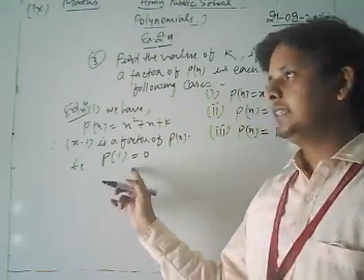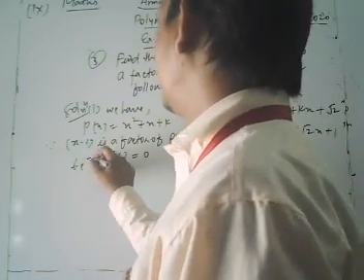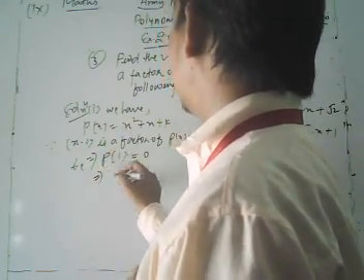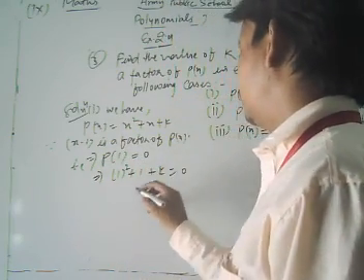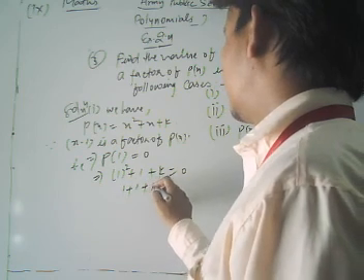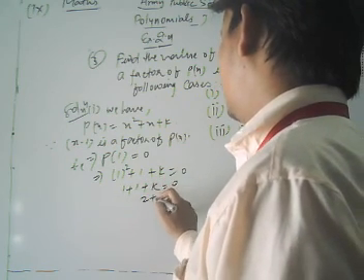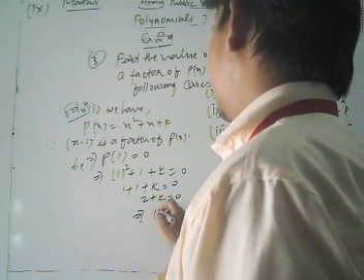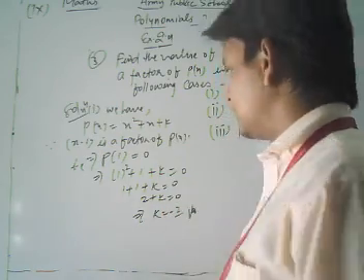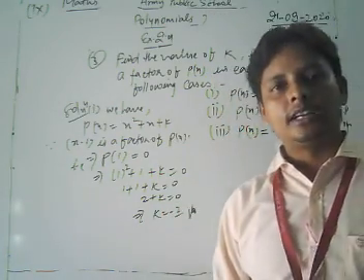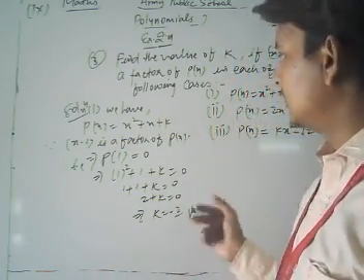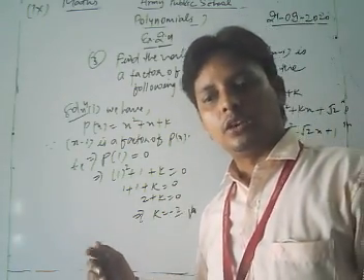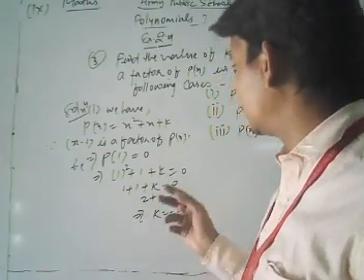Now here we apply that property. We get p of 1, which means 1 square plus 1 plus k is equal to 0. So 1 plus 1 plus k is equal to 0. So 2 plus k is equal to 0, that is, k is equal to minus 2. This is our required answer. Thus, dear students, in this way we can solve each part of this question. Now we take and solve the second part of this question.